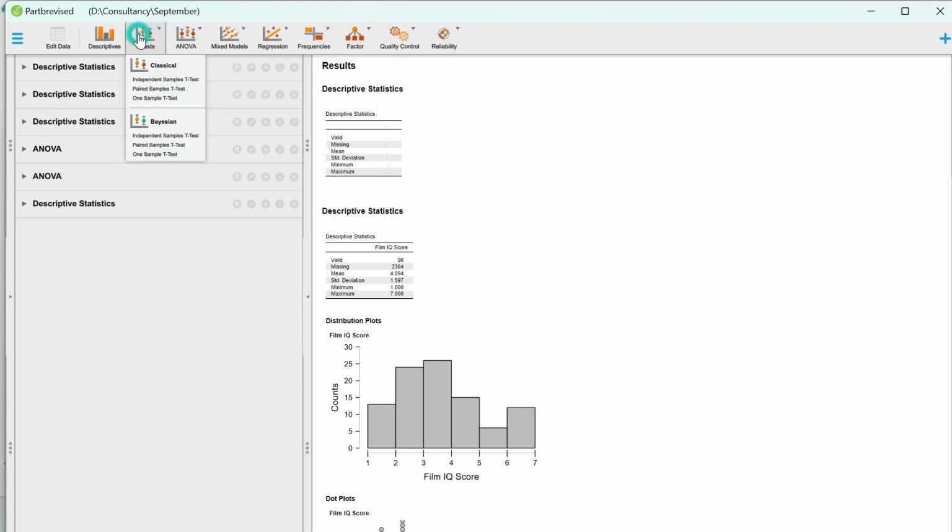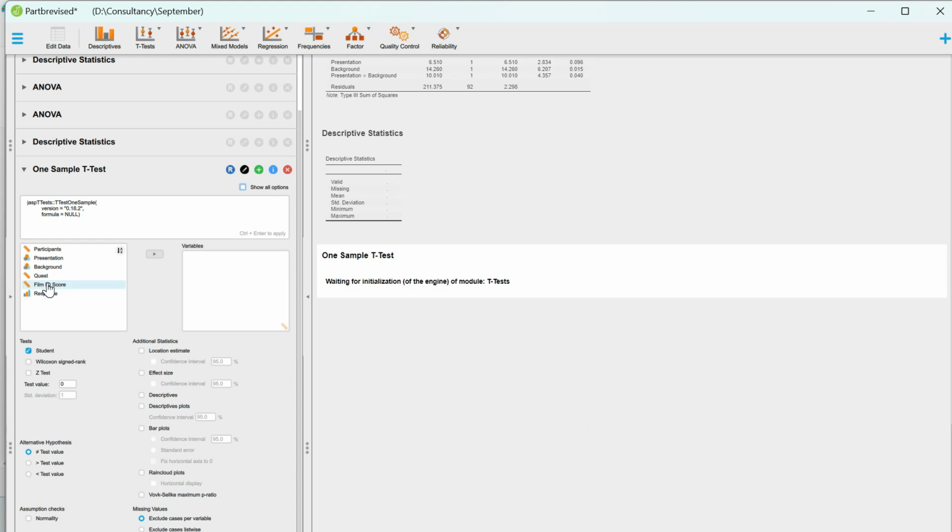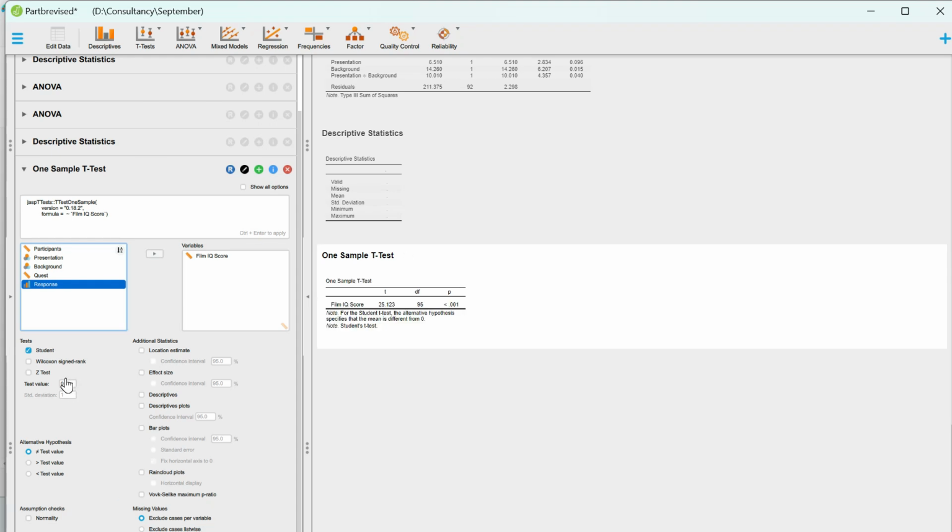So for the one sample t-test, all we need is the dependent variable, that is film IQ score, and the test value is 0. Basically we are comparing the test value with 0. The null says there is no significant effect, and the alternative says there is a significant effect in the film IQ score. The p-value is less than 0.05. It shows that there is a significant difference.